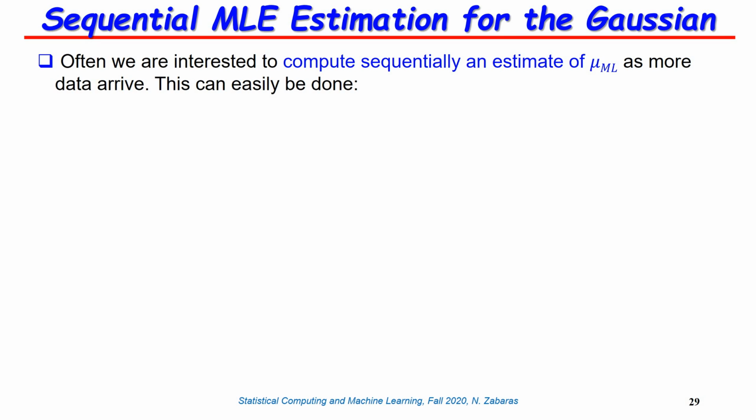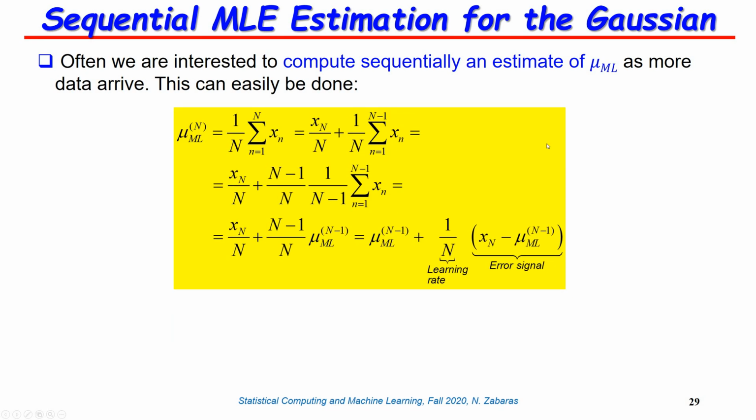So for example, the question would be, if you computed the MLE estimate for your first n-1 data points, can you compute the MLE estimate for n data points by using your previous estimator based on your previous n-1 points? And the answer is actually simple algebra that I'm not going to bother about.